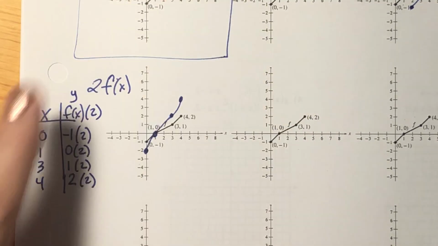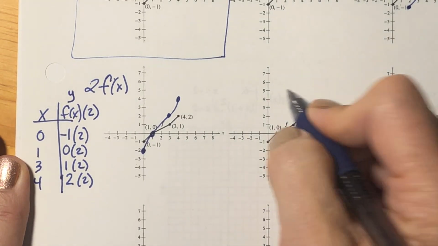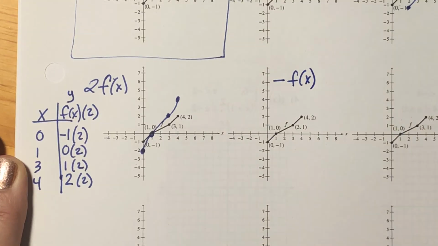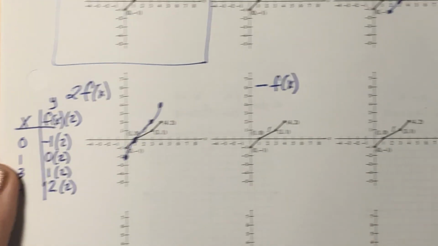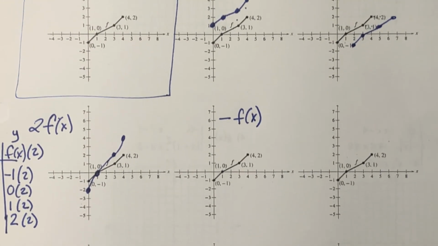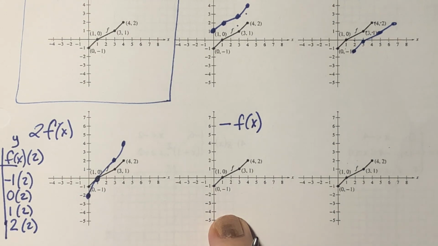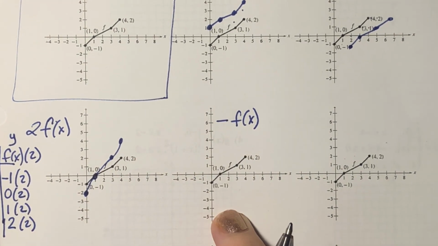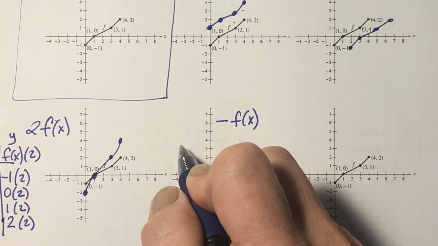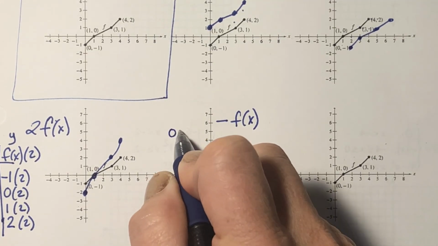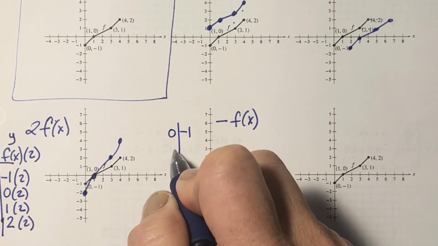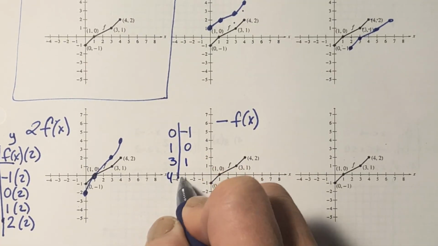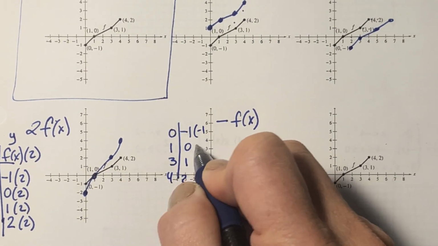Moving on to the next one, letter D, I have the opposite of f of x. Okay, so we know that this is going to be a reflection. I'm going to take all of my f of x values and I'm going to multiply them by a -1. If you wanted to go back to your core points, 0, -1, let me make a little table for us. 1, 0, 3, 1, 4, 2. I'm really multiplying all of these by -1.